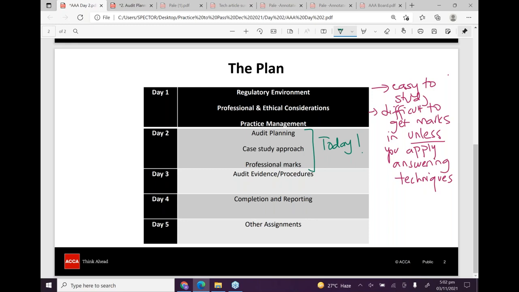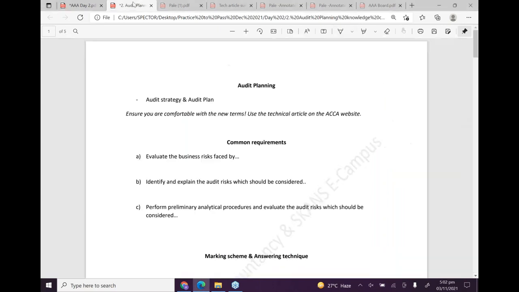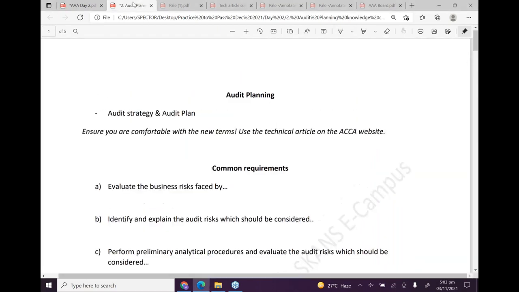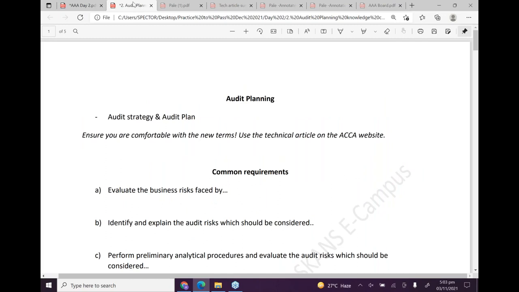I will also be talking about the case study reading approach, and I will also tell you the professional marks. So question number 1 is a 50-mark case study. 46 are the technical marks, and then you have 4 professional marks as well. So keeping all of this in mind, I'm just going to jump right into it. I will put up a few syllabus areas that I need to use as a checklist, and then I'll go directly to your answering techniques as well.